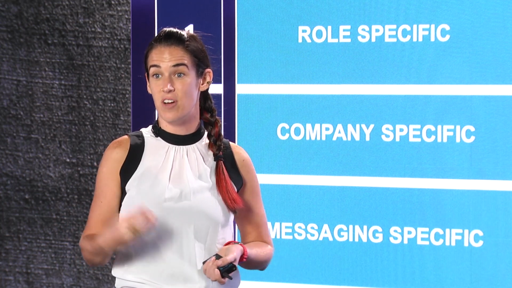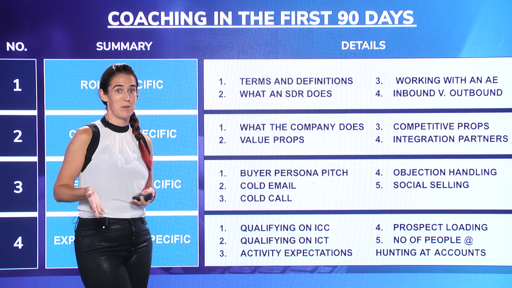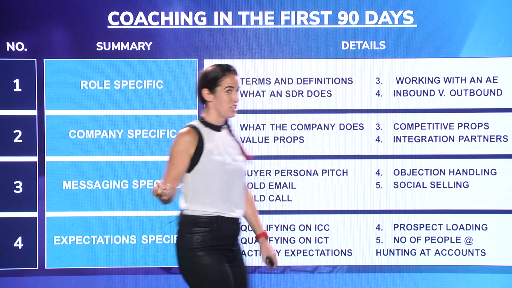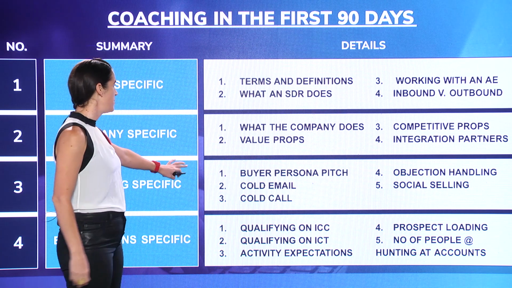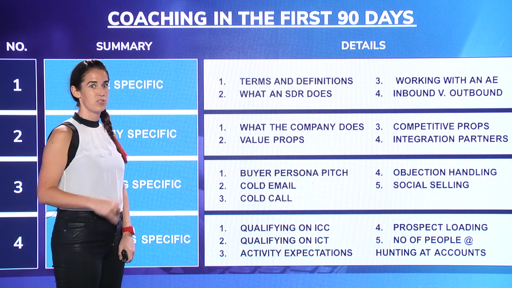And then make sure, as you are going each step of the way and as these evolve and adapt and change, that you change with them. Number three, messaging specific in the first 90 days. So this is buyer persona pitch, cold email, cold call, objection handling, social selling.